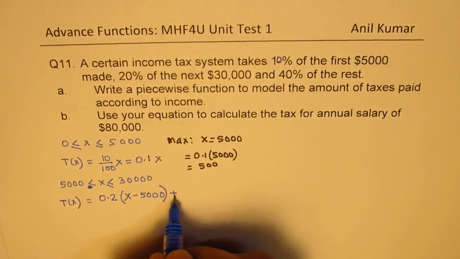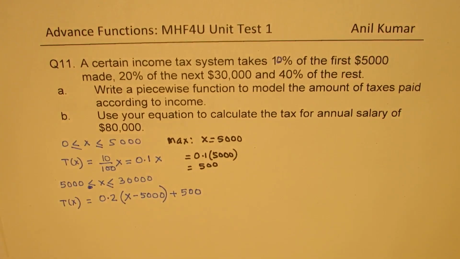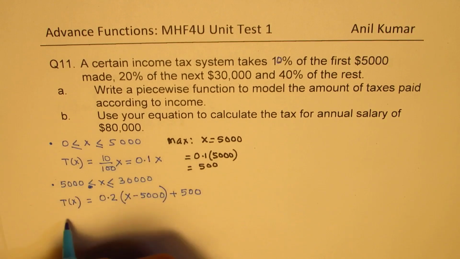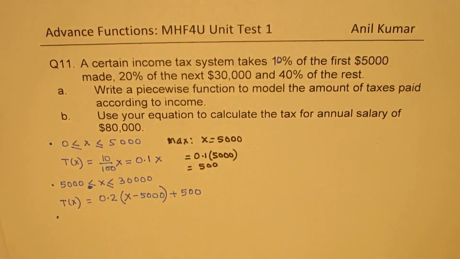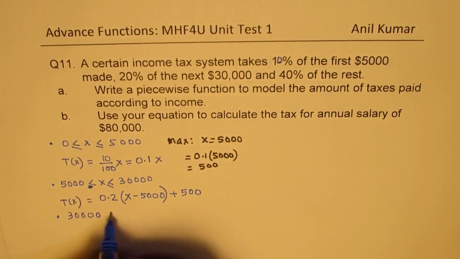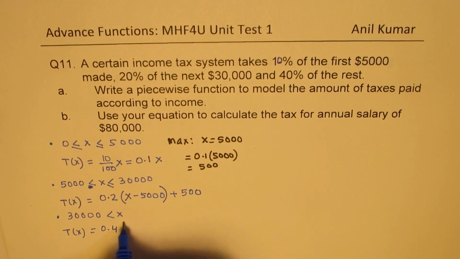And on the first 5,000, you have already paid 500. Does it make sense to you? That is how you create your equation, correct? So that is your second slab. Now, we had the first one, the second one, and now if it is more than 30,000, that means the x value is more than 30,000. In that case, the tax bracket is increased, and now you are paying 40%. So it is 40%, which is 0.4, on the earnings more than 30,000, correct?